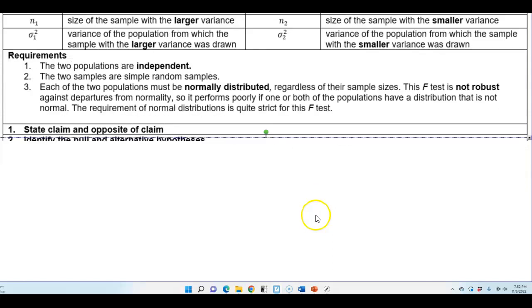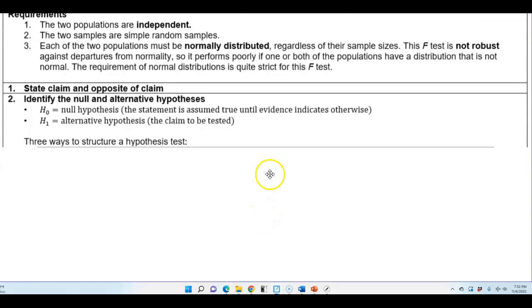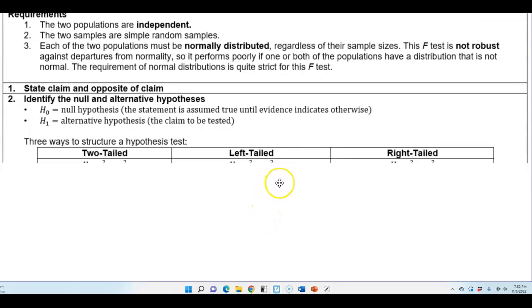So, in number 1, you're going to state the claim and then the opposite of the claim. Number 2, you identify the null and the alternative hypothesis. The null hypothesis is the statement assumed true until evidence indicates otherwise. The alternative hypothesis is the claim to be tested. There are 3 ways to structure a hypothesis test: two-tailed, left-tailed, and right-tailed.